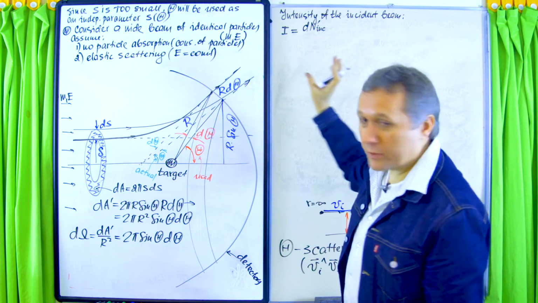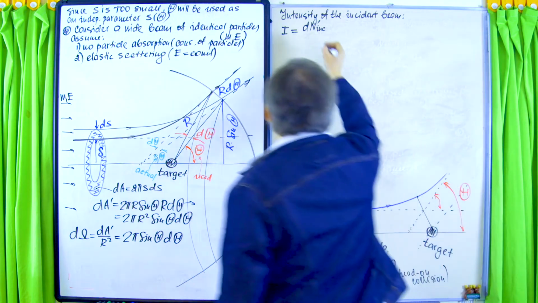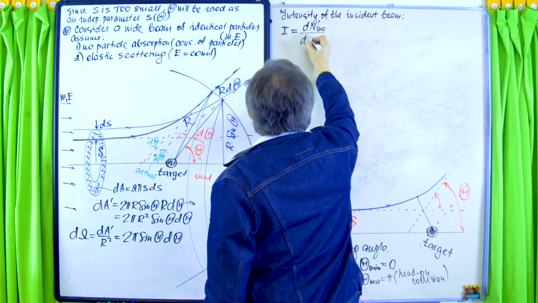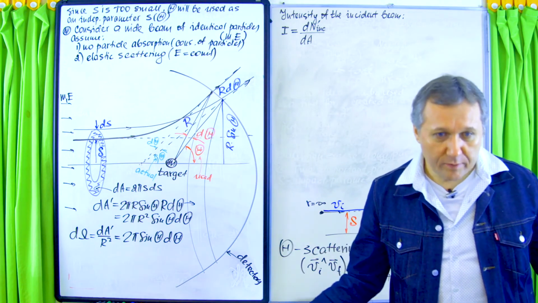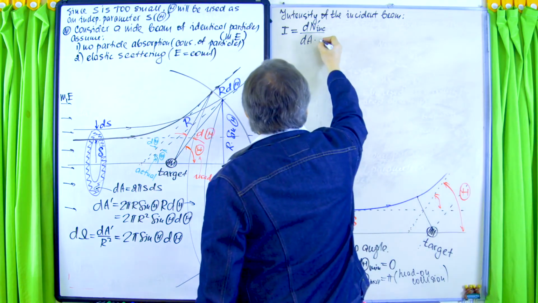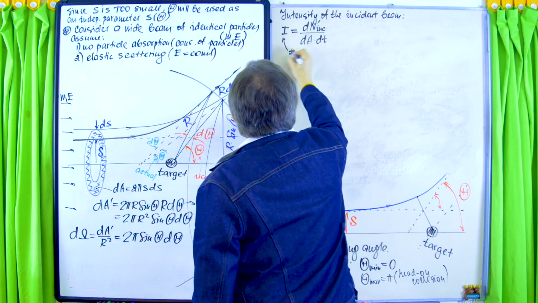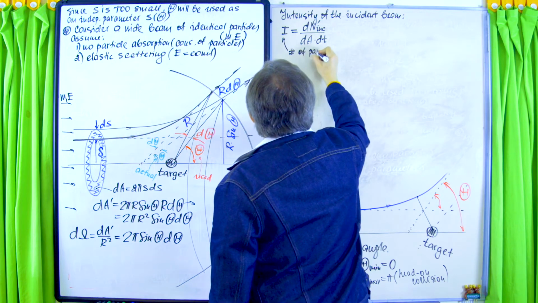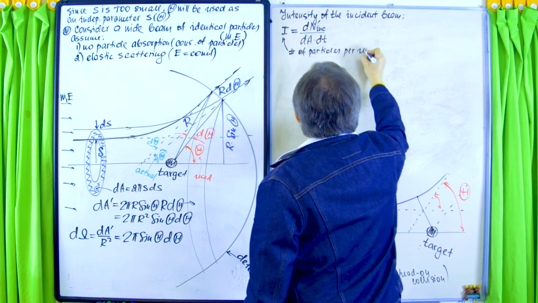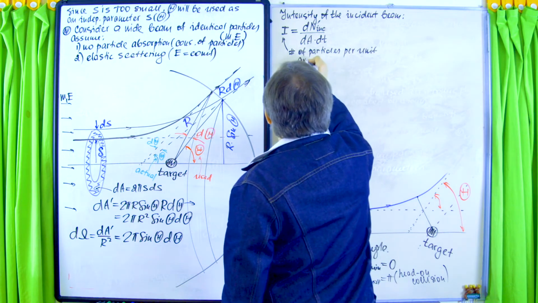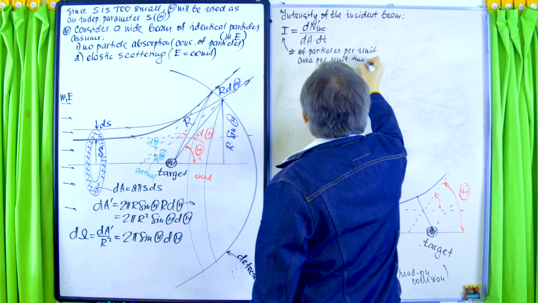Because I'm not going to use this number of particles. I will use a slightly different number of particles. So number of particles per unit area, so I need to divide it by dA, and per unit time I need to divide it by dt. Right. Okay, and I will write, so it's a number of particles per unit area per unit time.